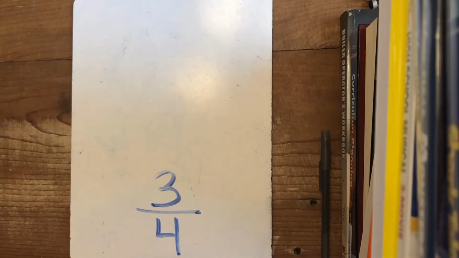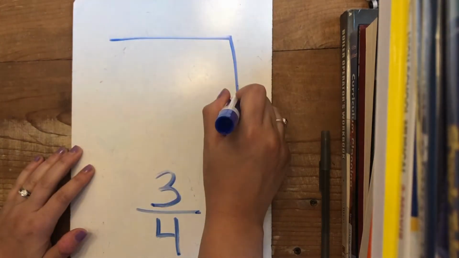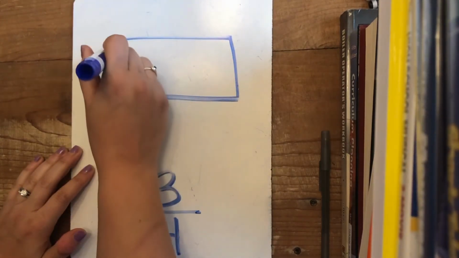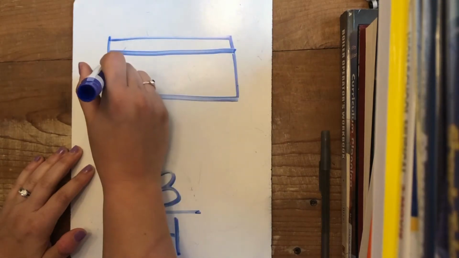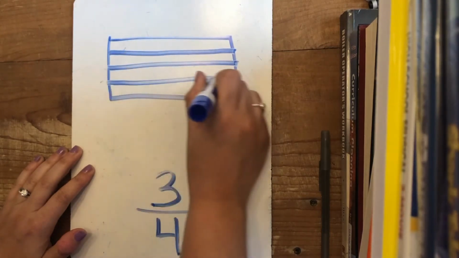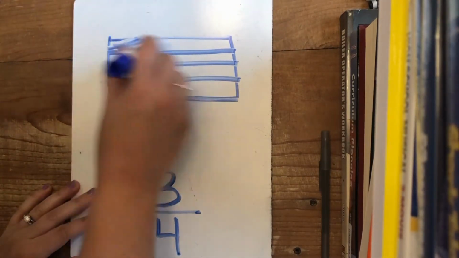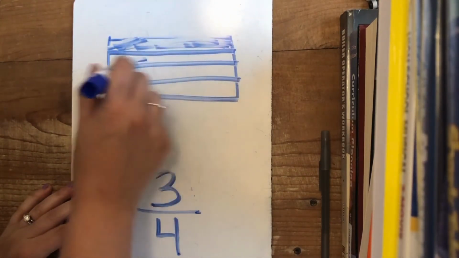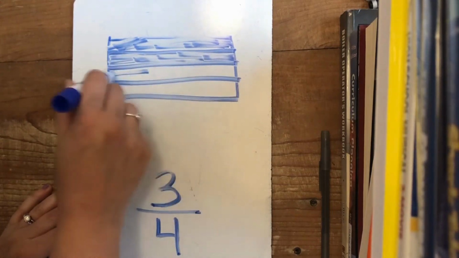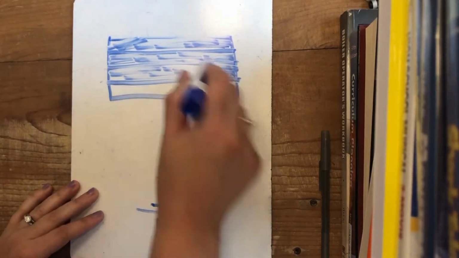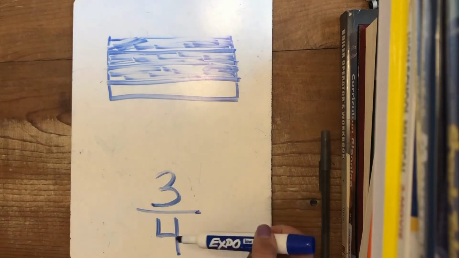Our last one today is going to be 3/4. So I'm making another rectangle. I'm going to do it a little bit differently. So we have 4 equal pieces, and we're going to shade in 3 of those. 1, 2, 3. And that represents 3/4.